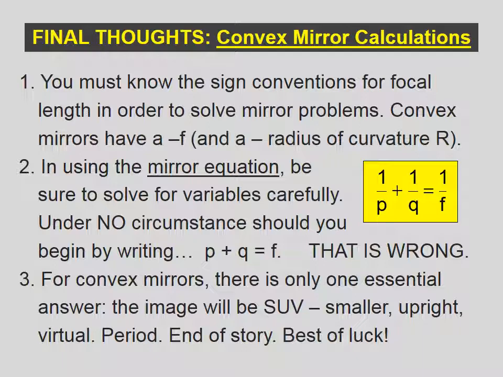In using the mirror equation, be sure to solve for variables carefully. Under no circumstance should you begin by writing p plus q equals f. That is wrong. For convex mirrors, there is only one essential answer. The image will be SUV, smaller, upright, virtual. Period. End of story. Best of luck.